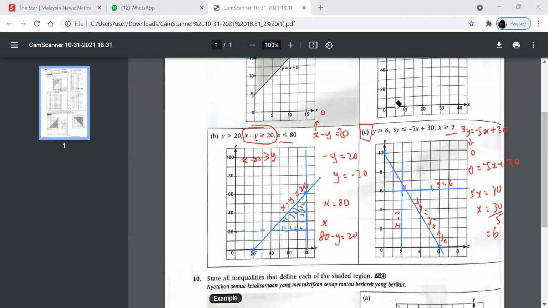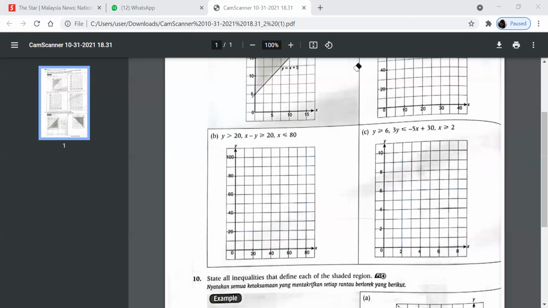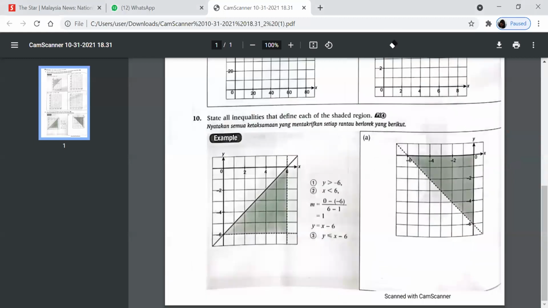Alex? Yes, got it. Okay, so then clear. Now we go on. But now the reverse: they give you the shaded region and you tell what the equations are. So, the example here.